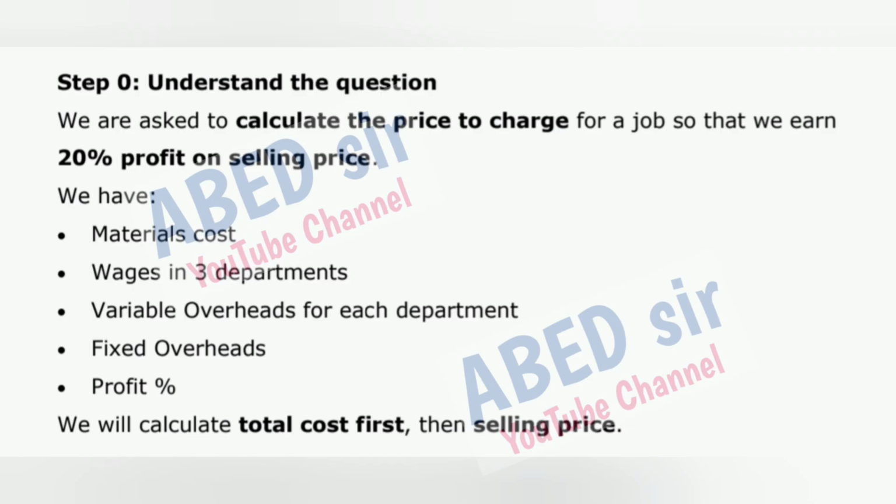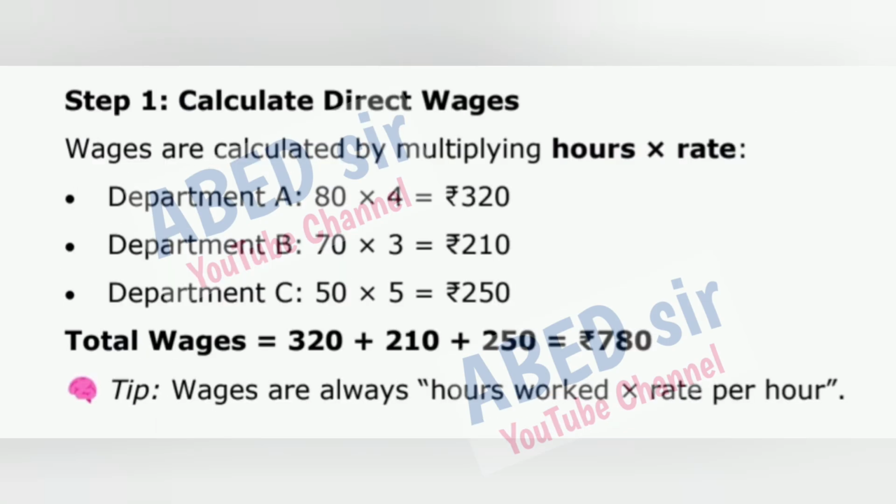We will calculate total cost first, then selling price. Step 1. Calculate direct wages. Wages are calculated by multiplying hours times rate. Department A, 80 times 4 is equal to 320 rupees.